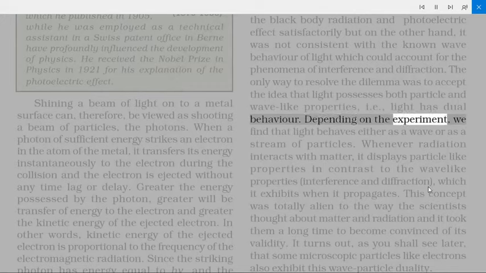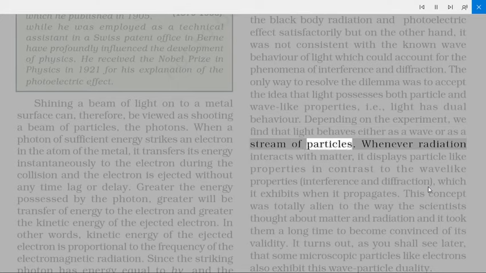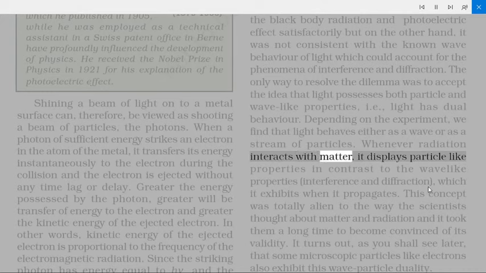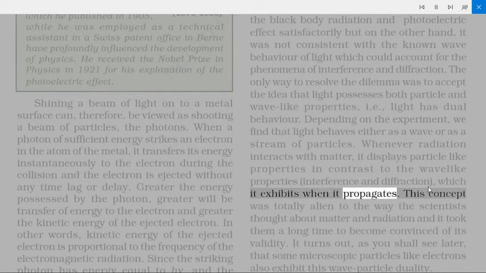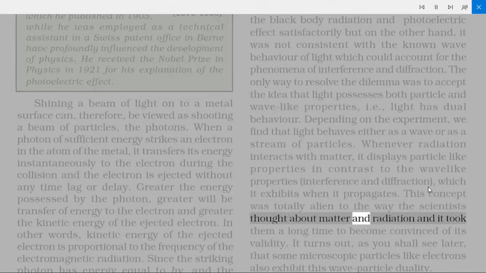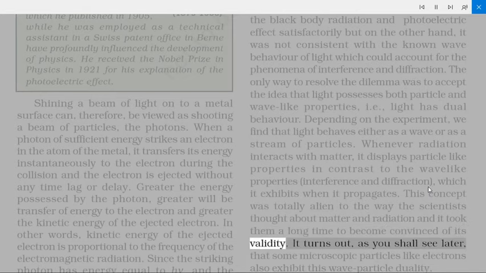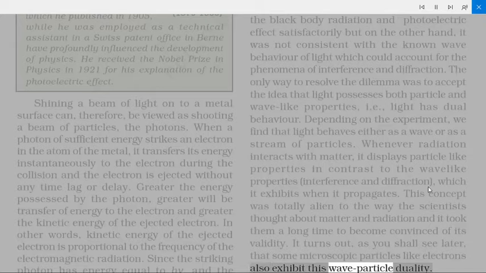Depending on the experiment, we find that light behaves either as a wave or as a stream of particles. Whenever radiation interacts with matter, it displays particle-like properties in contrast to the wave-like properties, interference and diffraction, which it exhibits when it propagates. This concept was totally alien to the way the scientists thought about matter and radiation, and it took them a long time to become convinced of its validity. It turns out, as you shall see later, that some microscopic particles like electrons also exhibit this wave-particle duality.